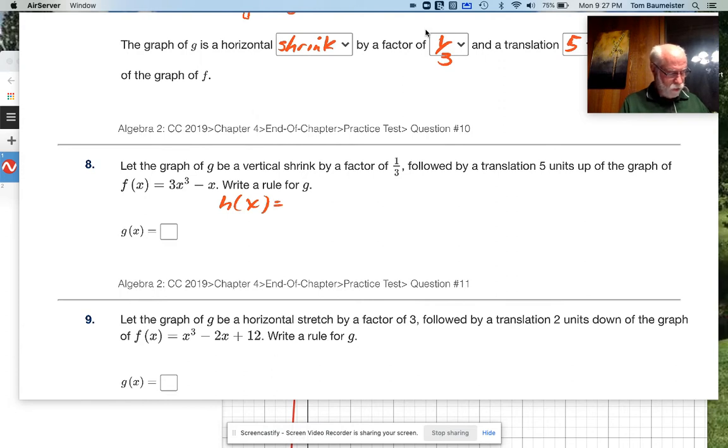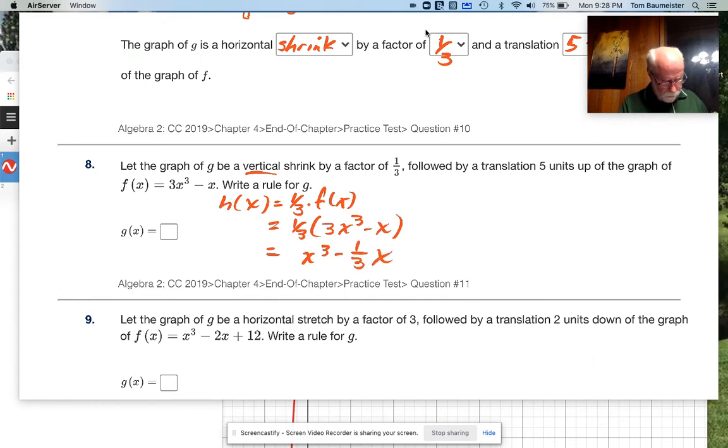And remember, h of x, we're going to say it's a vertical shrink, so that's going to be on the outside, so it's going to be 1/3 times f of x. So that means it's going to be 1/3 times 3x cubed minus x. If we distribute that 1/3 through the parentheses, we'll get x cubed minus 1/3 x. That's not my answer though, because there's two things that are happening.